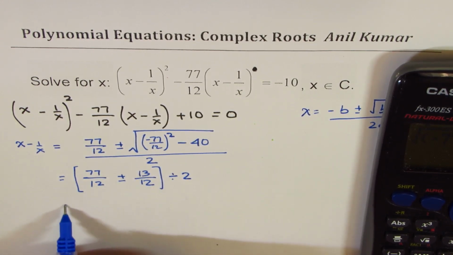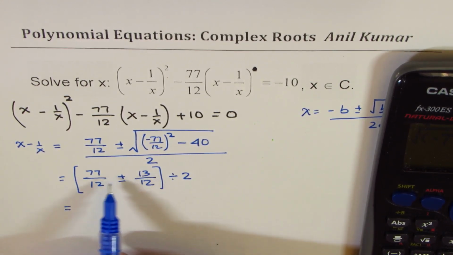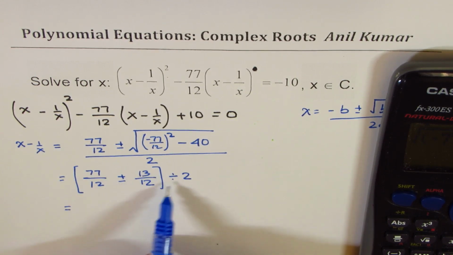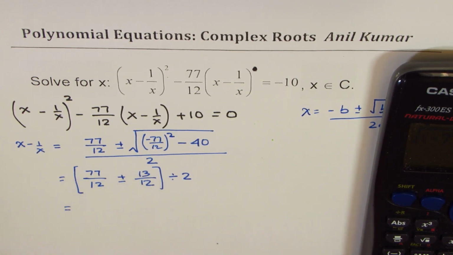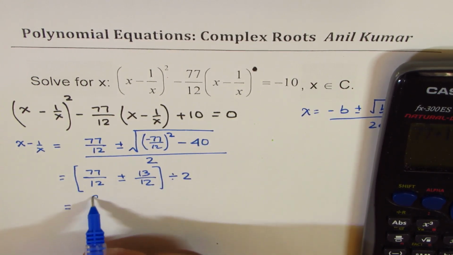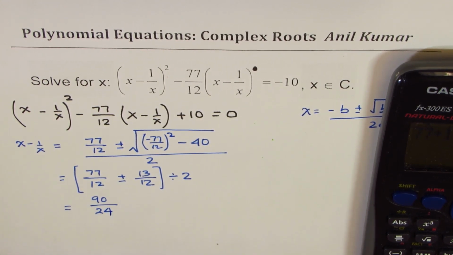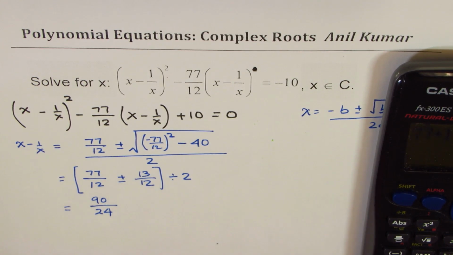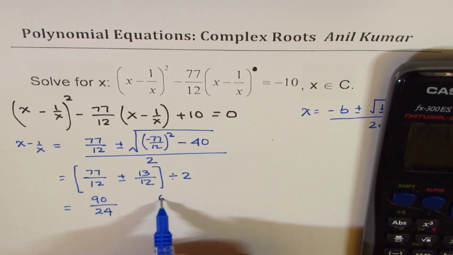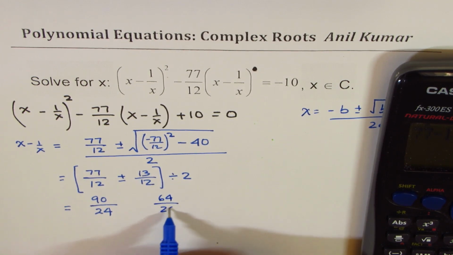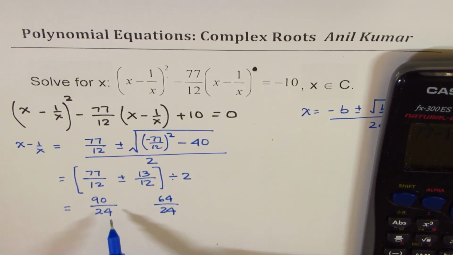So we can now write this as, there are 2 possible answers, 77 plus 13, which is equal to 90, right? So we have 90 over 12 divided by 2 is 24, that is 1. Or we have 77 minus 13, which is 64. Or we have 64 over 24, right? You would always simplify them, right?